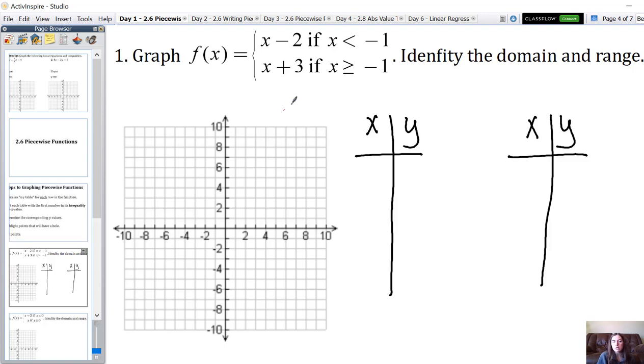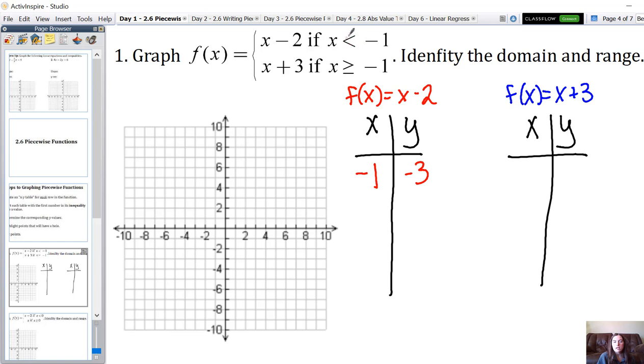So for this first table, I'm just going to look at the function f of x equals x minus 2. And for the second table, I'm just going to look at the function f of x equals x plus 3. I'm going to start by saying, okay, I know I need to be less than -1. So the first x value I'm going to put is -1. Now, what is the y value that goes with this x value? To figure that out, we're just going to substitute -1 in. So -1 minus 2 gives us -3.